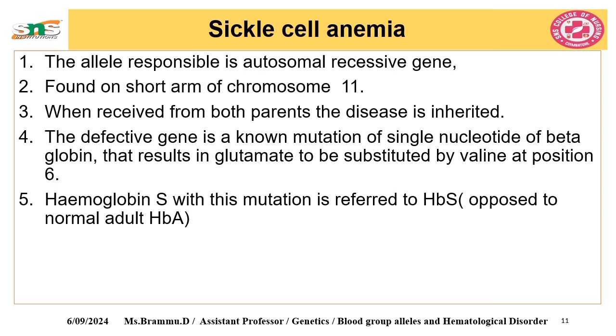So hence we call this HbS, not HbA. HbA is the normal adult hemoglobin, but here, due to the mutation defect, we say the client with sickle cell anemia has HbS hemoglobin.